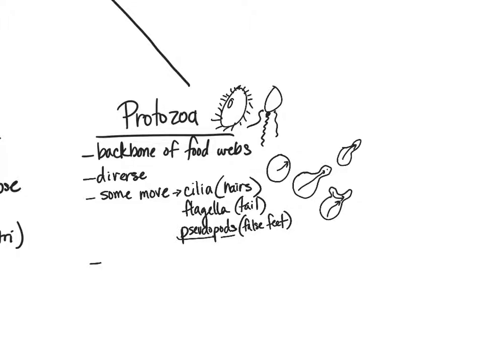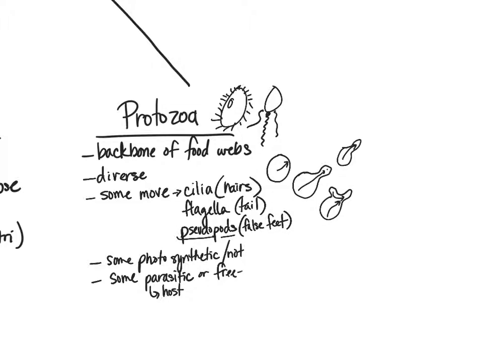Some other characteristics of protozoa: some are photosynthetic, some are not. Some use organic compounds for their source. Some are parasitic. If it's parasitic, that means it has to have a host, or uses a host to get its nutrients. Or some are free living, so they don't need one. They can live on their own and get all of their nutrients by themselves. And lastly, some are pathogenic, but most are not.